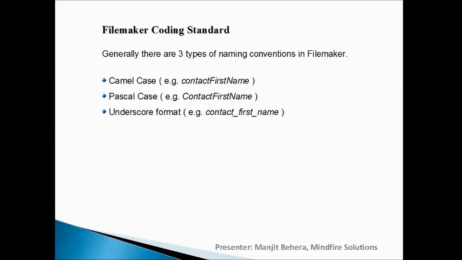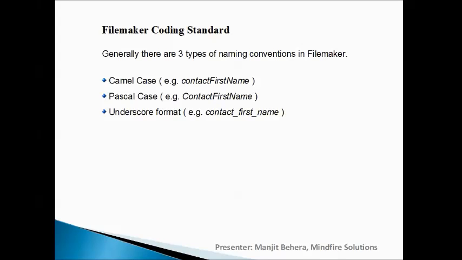Then what is the FileMaker coding standard sheet? Generally there are three types of naming conventions in FileMaker. First one is camel case, second one is Pascal case, and third one is the underscore format. First of all, camel case: the first word must be all small letters, and the second word's first letter must be in caps, followed by small letters, like that.